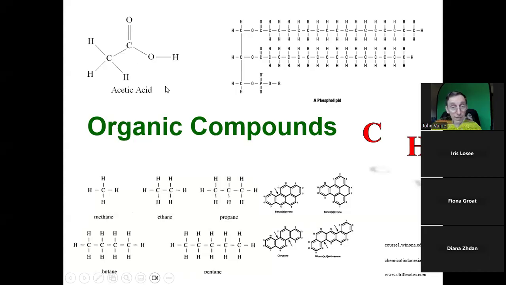Some organic compounds can be simple, like acetic acid, that's fairly simple. Ethane, methane, they're simple. But some of them are pretty complex, like this phospholipid. Inorganic compounds tend to be all simple. Any question about any of that?